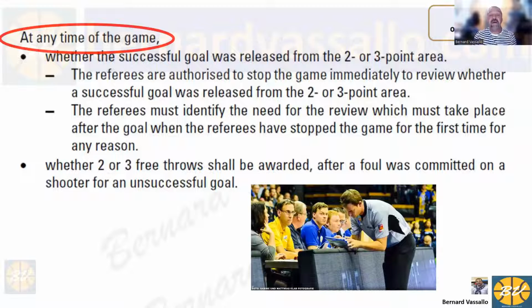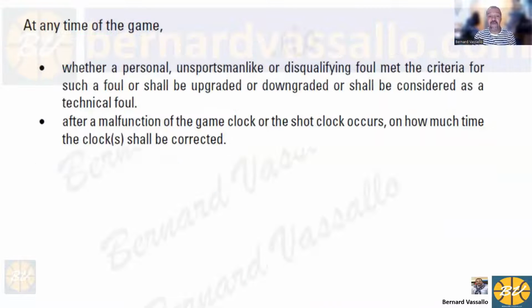Also, the referees at any time during the game could review a play to check whether a foul was committed on a shooter on a 3-point shot attempt or a 2-point shot attempt. Therefore, to decide whether the free throw penalty should be 2 shots or 3 shots, always depending on the status of the shooter that was fouled.